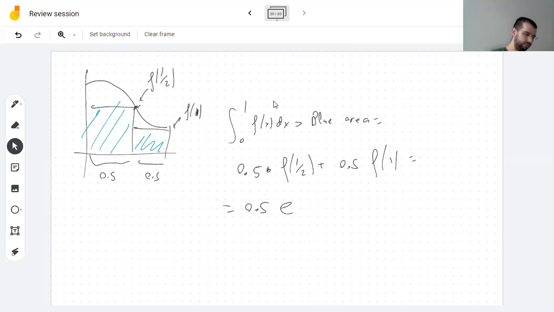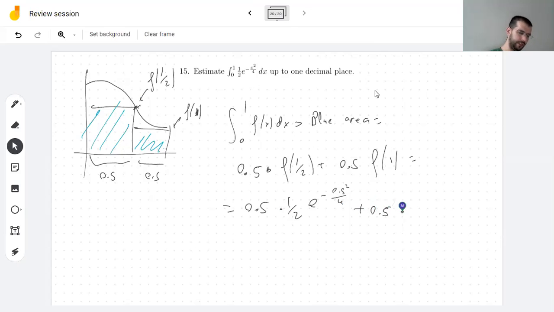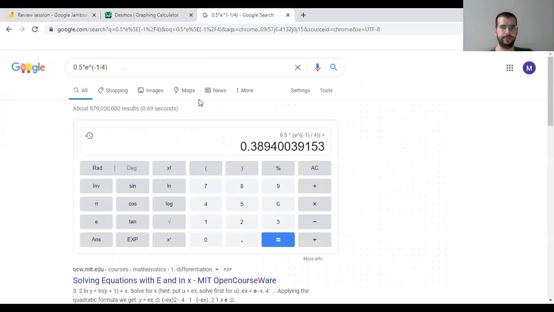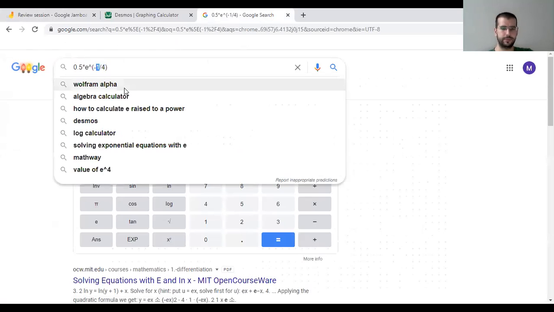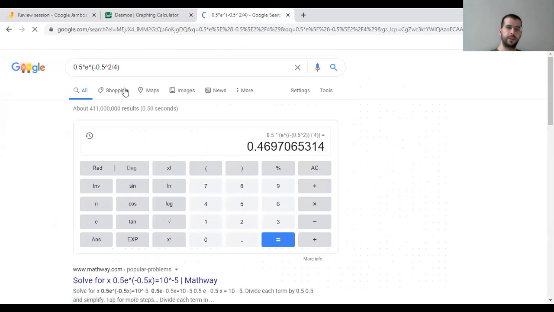And this is the function. So the function is one half times 1/2 e to the negative 0.5 squared divided by 4, plus 0.5 f of 1, which we already computed. It's 0.38 something, 39. So let's do the last computation. This one is 0.47. So 0.5 times 0.47.